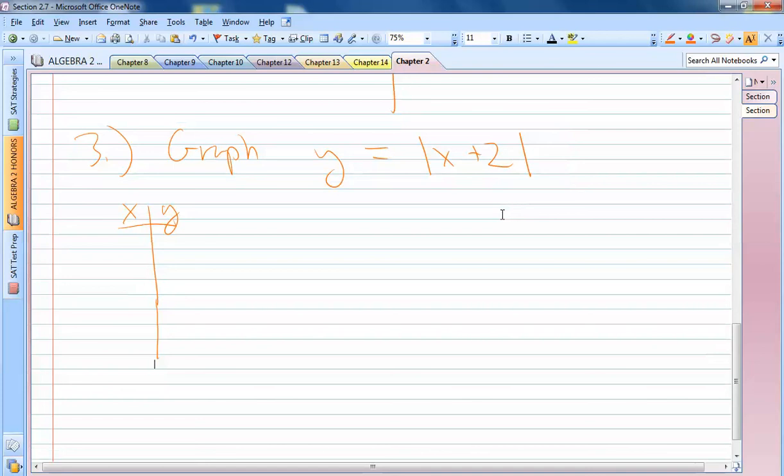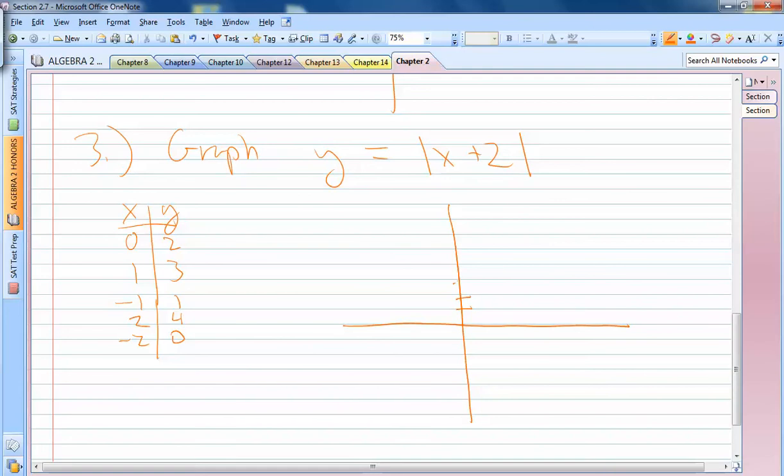But what if I do something like this? What if I do something inside the absolute value? Well, if I plug in 0, I get 2. Plug in 1, I get 3. But if I plug in negative 1, now I get 1. Plug in 2, I get 4. But plug in negative 2, I get 0. Let's plot these points and see how it looks.